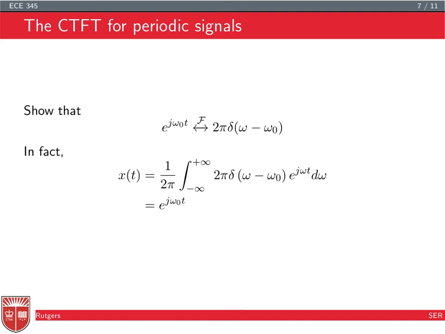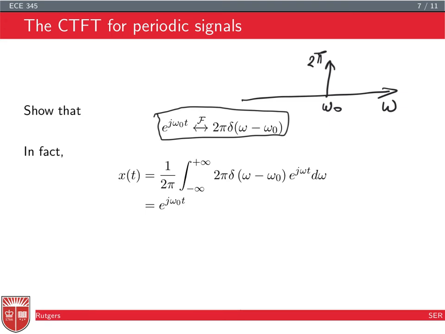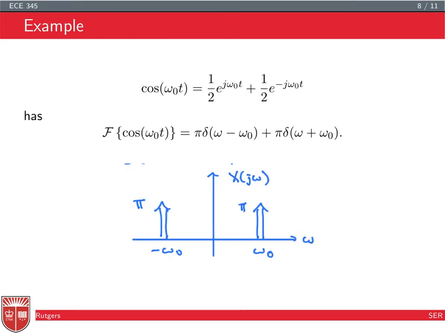Now what this is saying is that the CTFT of e to the j omega 0 t is equal to an impulse in the frequency domain at omega equal to omega 0. So this signal has a single frequency, a single tone at omega equal to omega 0. That's what you should keep in mind. So this is an important result, and this is going to allow us to find the CTFT of cosine and sine.